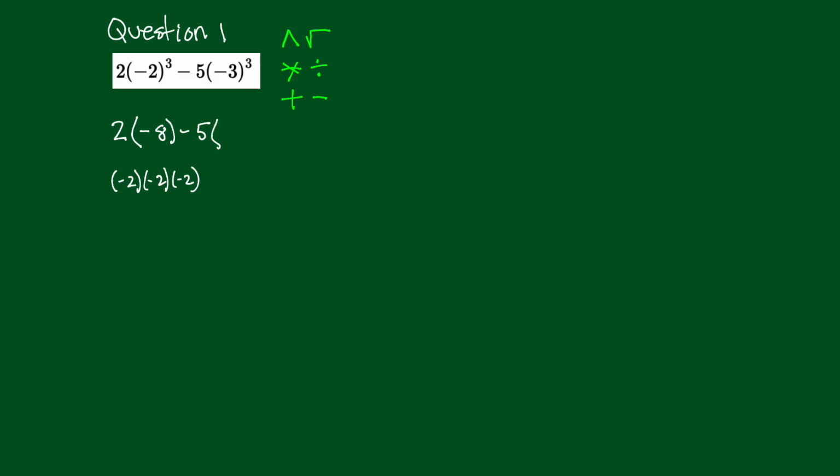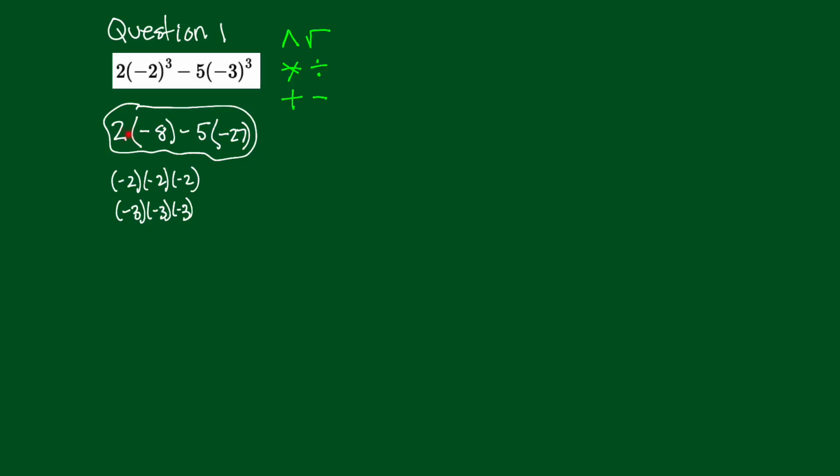Now this is negative 3 cubed. That is negative 3, negative 3, negative 3, which will give us negative 3 times negative 3 is positive 9, times negative 3 again. Positive 9 times negative 3 is negative 27. So let's put a negative 27 in here. So now we're working with this expression.